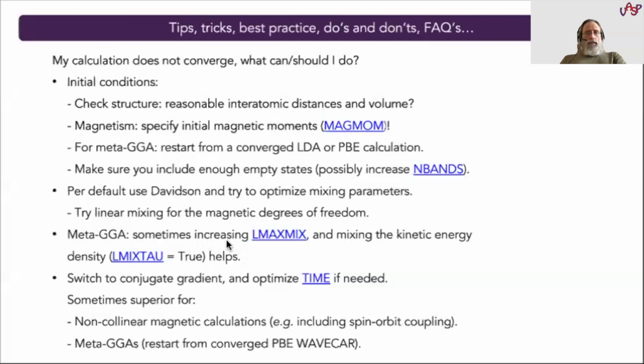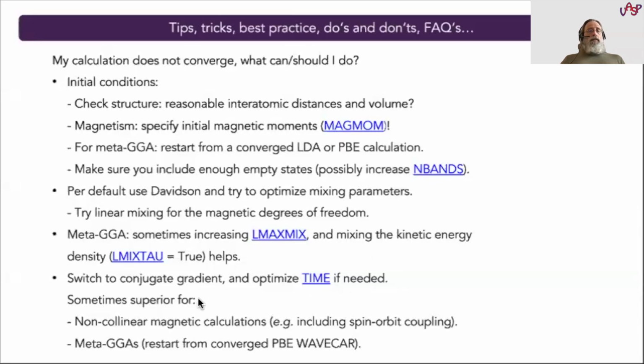For meta-GGAs in general, sometimes increasing LMAXMIX helps, which is the maximum l quantum number of the one-center charge density that is seen by the mixer. You might increase this from 2 to 4 or 6, depending on whether you have d electrons or f electrons in your system. And you might try mixing the kinetic energy density. This helps sometimes. Switch to conjugate gradient and optimize time if needed.